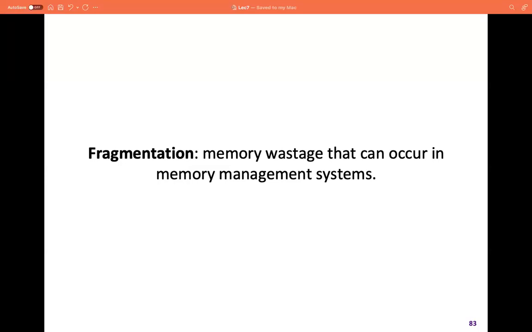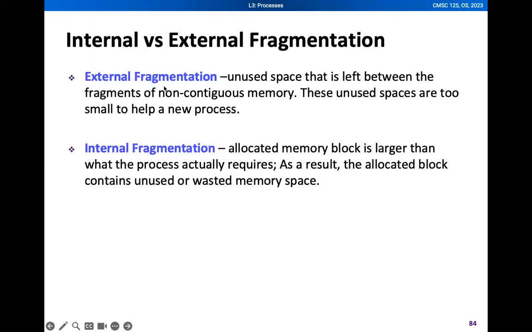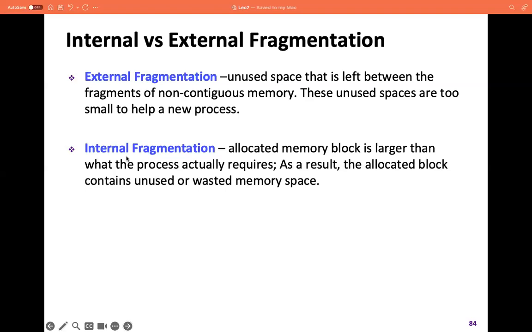And these are two types of memory wastage that can occur in memory management systems. So here's a brief explanation of each. Don't worry, I'll be giving an example for these two. For the external fragmentation, these are the unused spaces that are left between the fragments of non-contiguous memory. These unused spaces are too small to help a process.